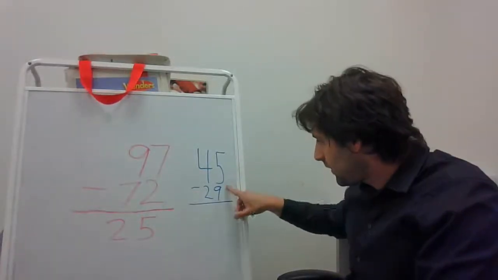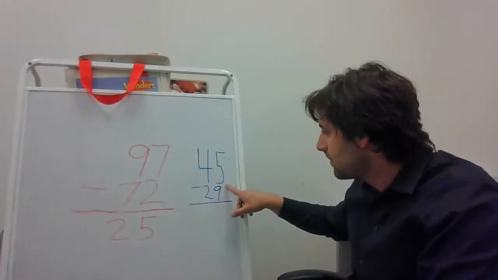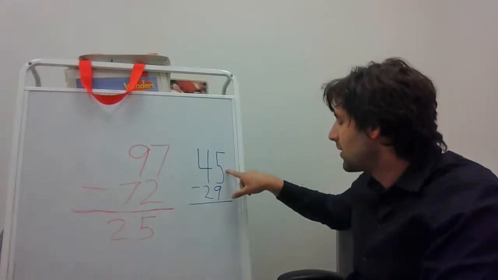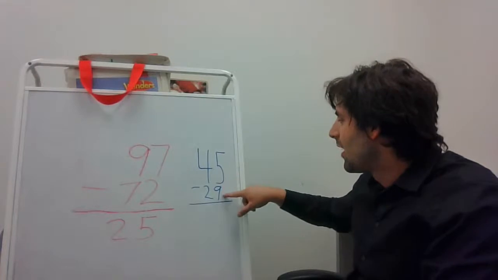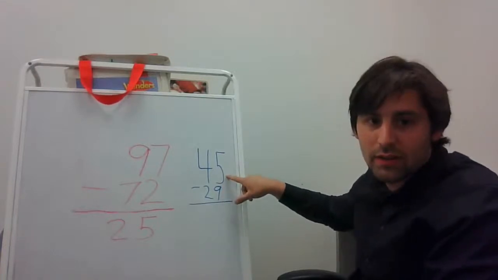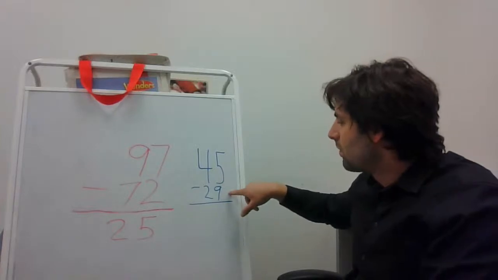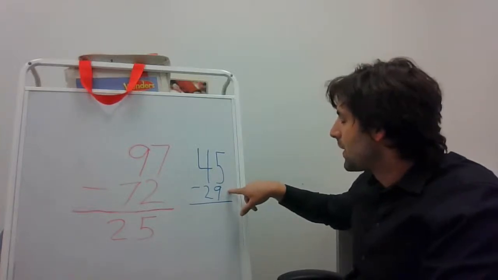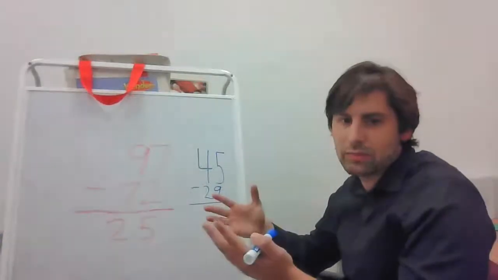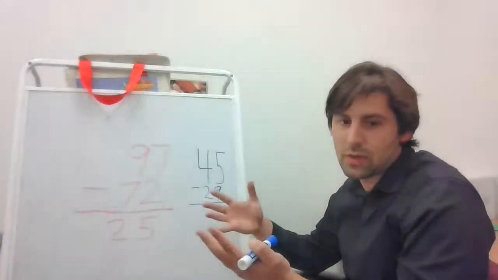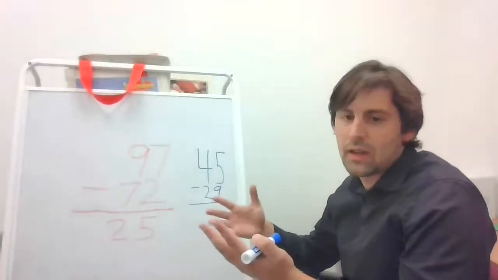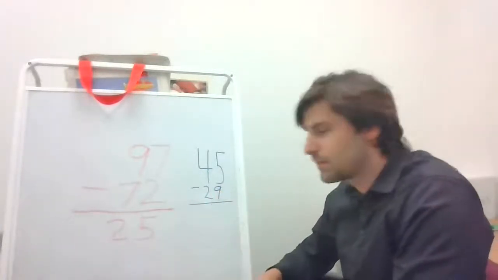But the second problem here, the 9 is bigger than the 5. You cannot take away 9 if you only have 5 to start with. So we need to regroup here. So again, we regroup when the bottom number, the number in the ones place, since we're only dealing with two-digit numbers, we regroup when the number in the ones place is bigger than the number in the tens place.